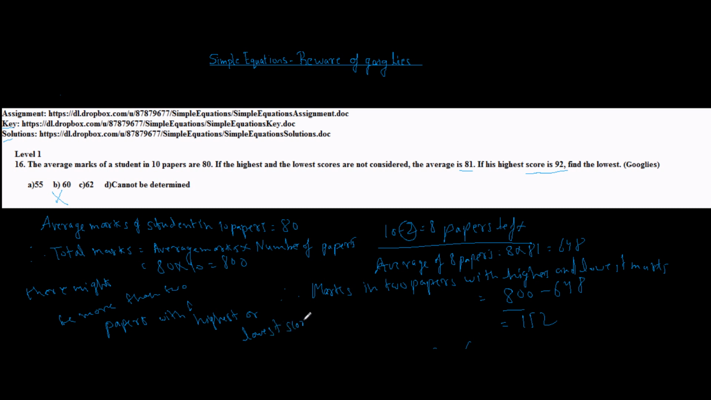I'm stressing upon this point because nowhere in this question is written that highest and lowest marks are unique in one paper. So that's why this particular step, that there are 8 papers left and average of those 8 papers is 81, is entirely wrong. We could have 10 minus 3 papers left or 10 minus 4 papers left. It could be anything. And since we don't know the number of papers in which he has got highest marks and the number in which he has got lowest marks, I don't have enough data to solve this question.